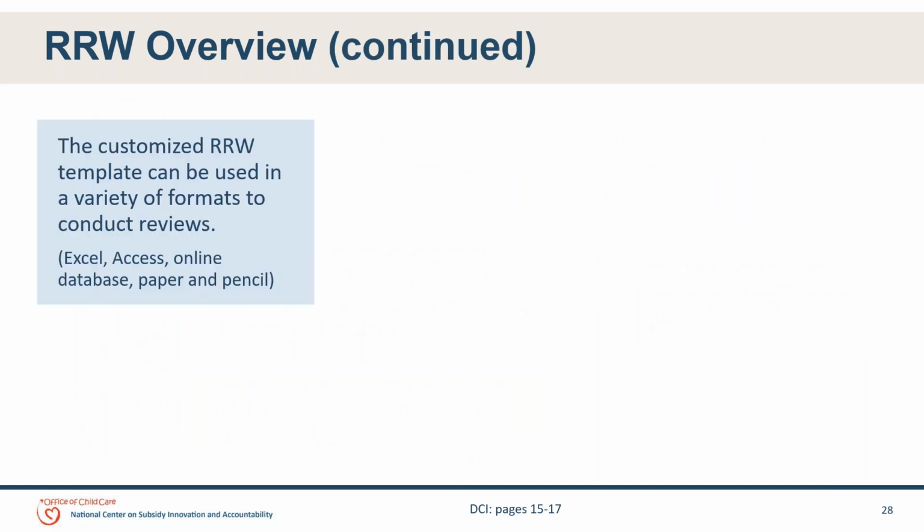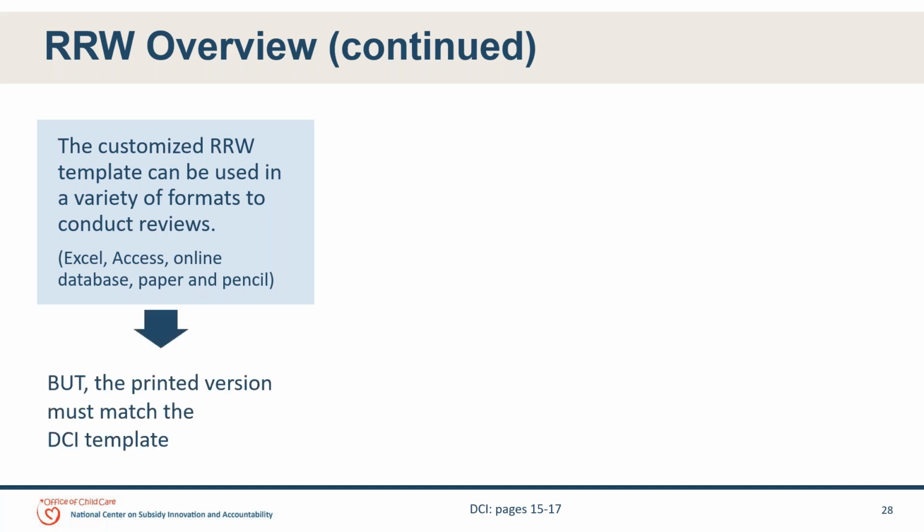You can use any format to create your customized template and conduct your reviews. A lot of states use a Word document or an Excel spreadsheet or an Access database. You must be able to provide a printed version of the worksheet that conforms to the template as found in the DCI.